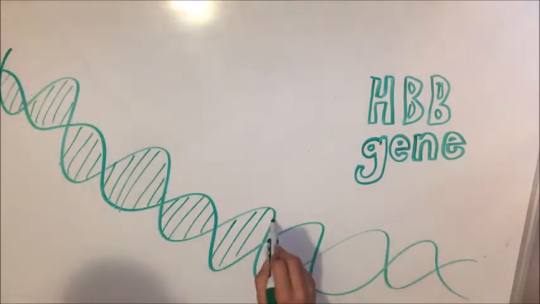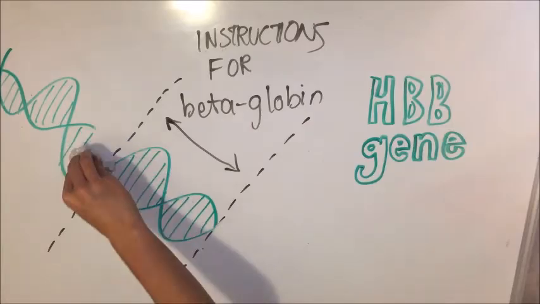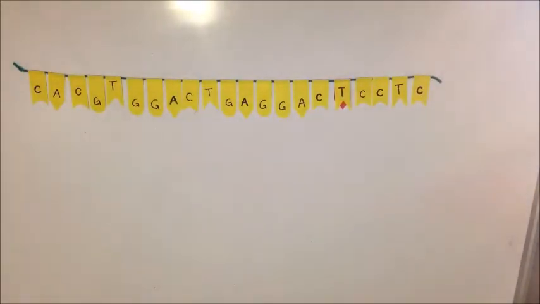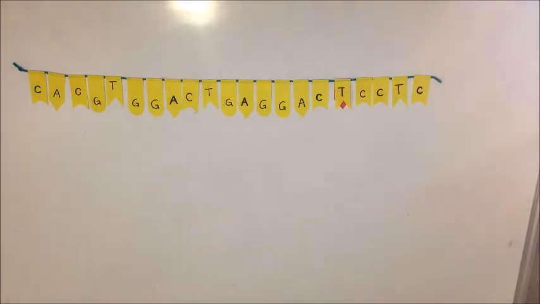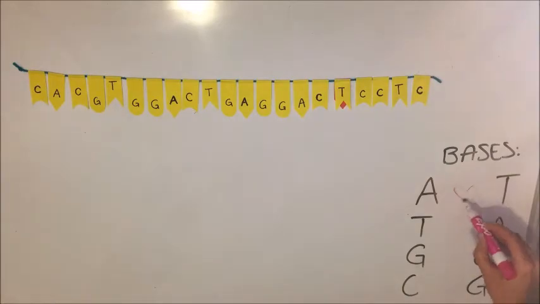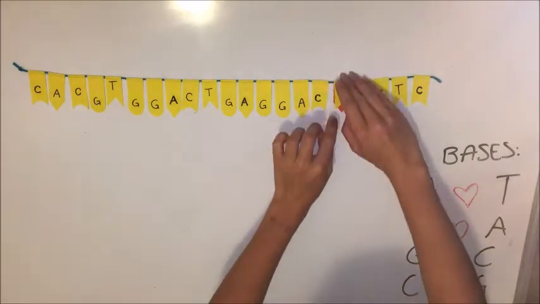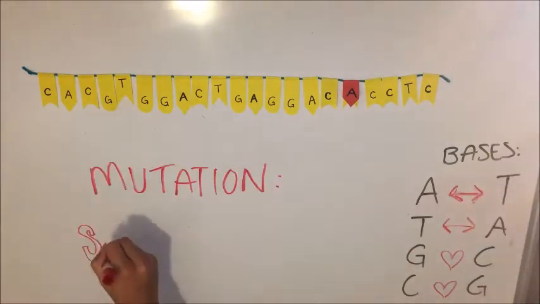So say this is all the DNA in the HBB gene, but then this specific section of the recipe book is to make the protein beta-globin. Here's what that section looks like, unzipped. So there's 4 bases, A, T, G, C, and each of those attract another. A with T, T with A, G with C, and C with G. But here's where the mutation occurs that results in SCD. Here, where there's normally a base of T, an A base has replaced it. This mutation is called a single substitution.